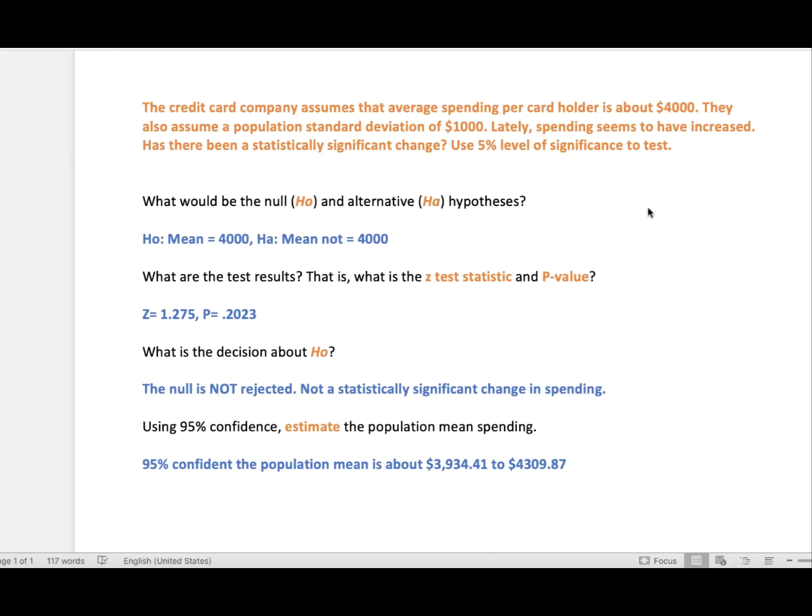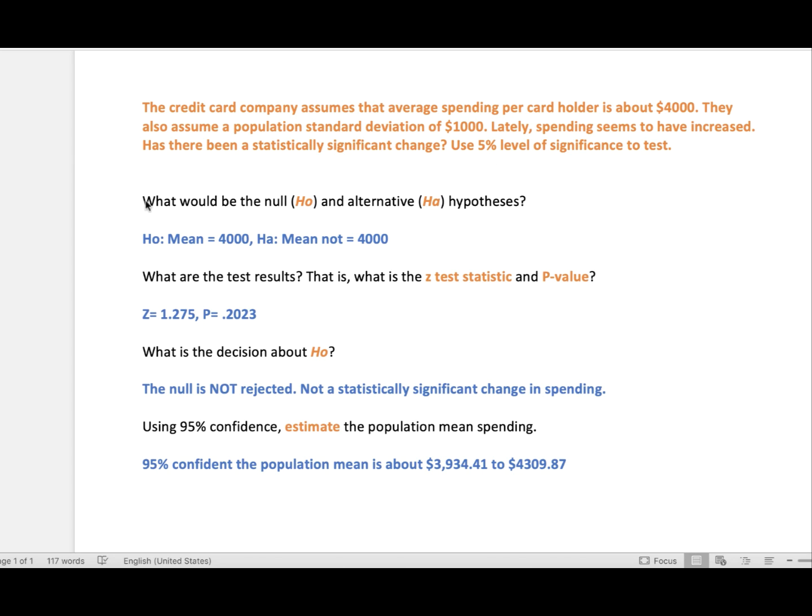Let's run another z-test for the population mean and practice discussing the results. The credit card company currently assumes that the average spending per cardholder is about $4,000. They further assume that the standard deviation is 1,000. But lately, spending seems to have increased, and they would like to know if this change is statistically significant. We're using alpha equal to 5% for our level of significance.